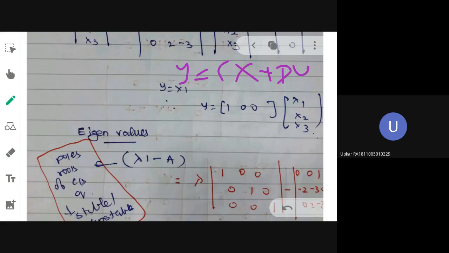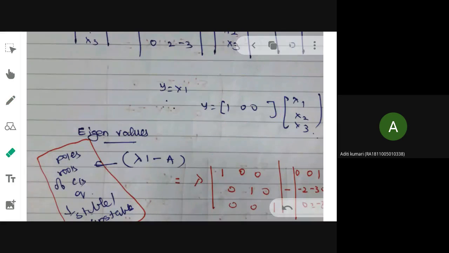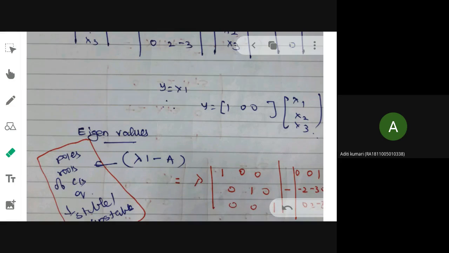C is this matrix. What about D? Is there any D? 0. D is equal to 0. Okay. So that's all. So you have found out what is A, what is B, C, D, all the things you have found out, you have written state equations. Next thing is you can easily find out whether the system is controllable or observable by Kalman's test.